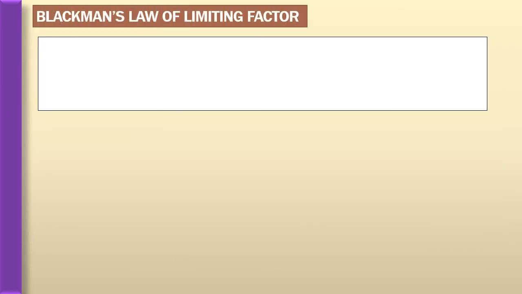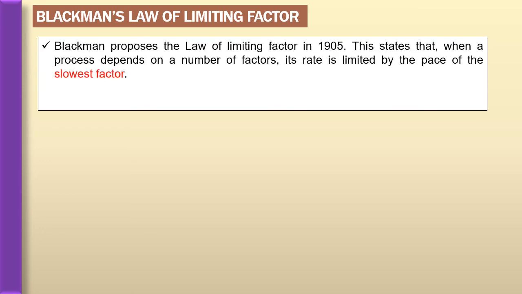Now comes another important law, that is Blackman's law of limiting factor. Blackman proposed this law in 1905, where he states that when a process depends on a number of factors, the rate is limited by the slowest factor. That is, here the slowest factor takes the main role.